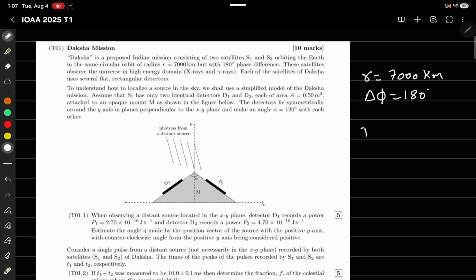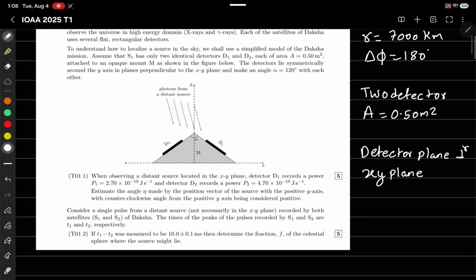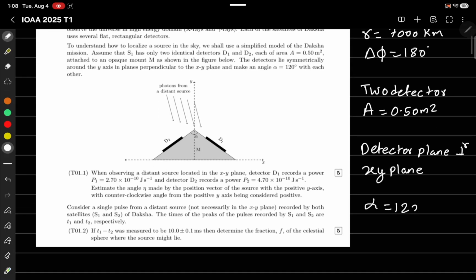So two detectors, with area 0.50 meter square, attached to an opaque mount M as shown in the figure below. Okay, so these are two detectors. This is an opaque mount. The detectors lie symmetrically around the y-axis in a plane perpendicular to the xy plane. So the detector plane is perpendicular to the xy plane, and the angle between them is 120 degrees.